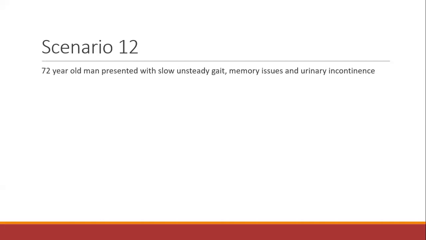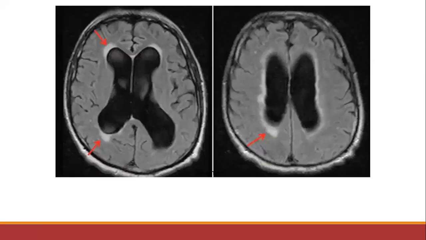Okay. Now coming to the next scenario. A 72-year-old man presented with slow, unsteady, cautious gait, memory issues, and urinary incontinence. This was the MRI picture. What is the diagnosis and what do you see? NPH.